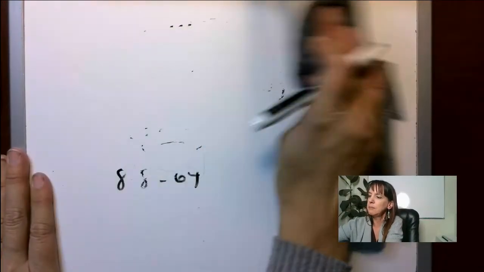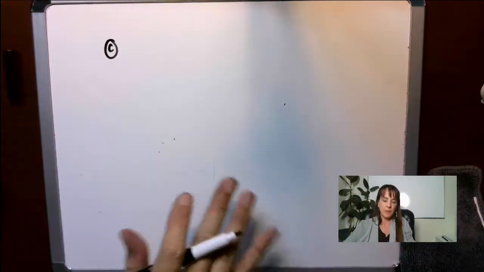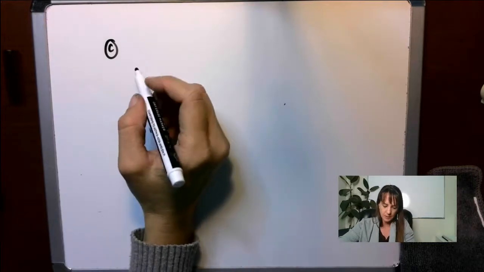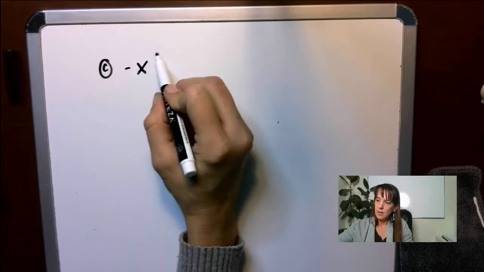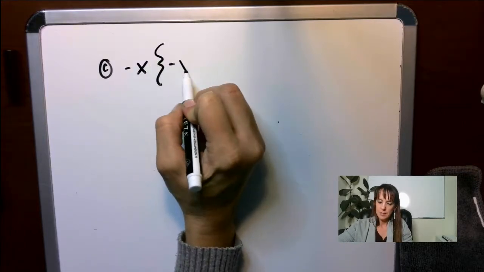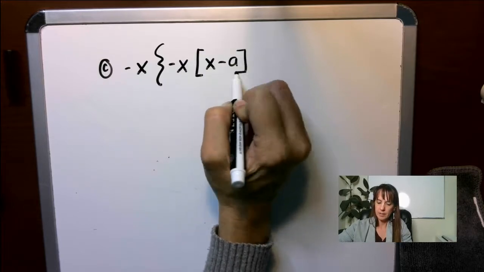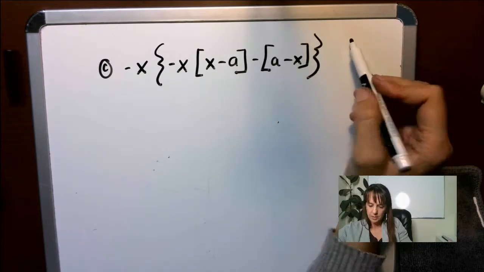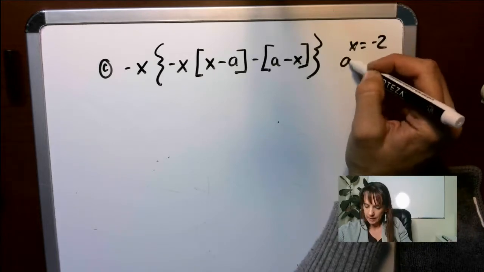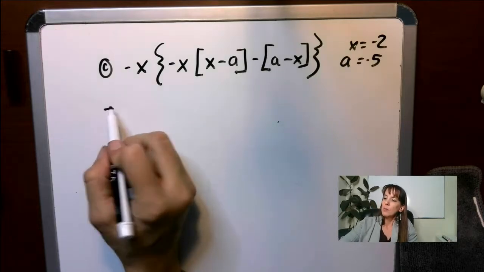All right, let's do C. Give me a little bit more room, right? Okay. Poor late. I'm sorry, you guys have to stare at that. -X, and then we're gonna do a brace instead of a bracket, minus X. Bracket, X minus A, bracket, minus bracket, A minus X, bracket, brace. And we've got X equals -2, A equals -5. Beautiful. We're gonna put in our bubbles.